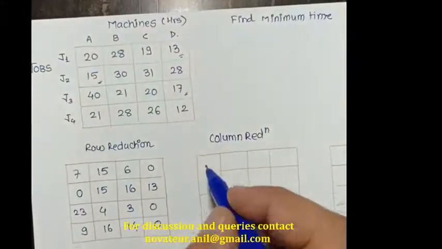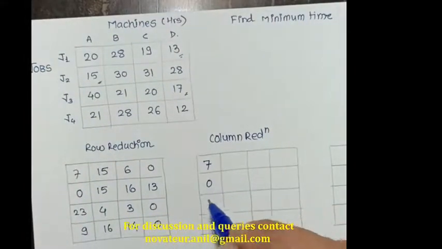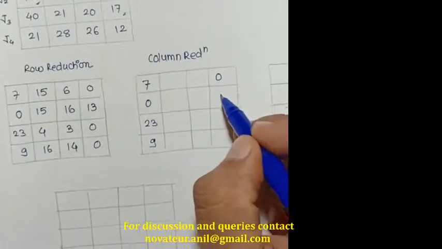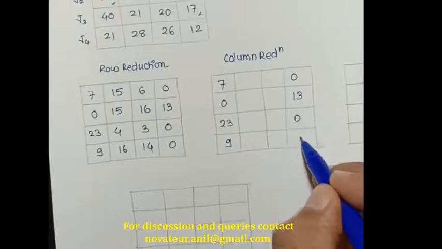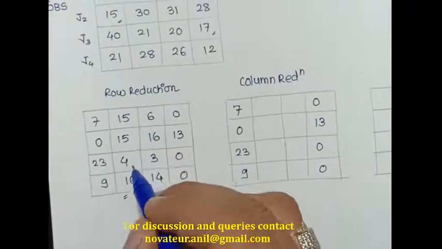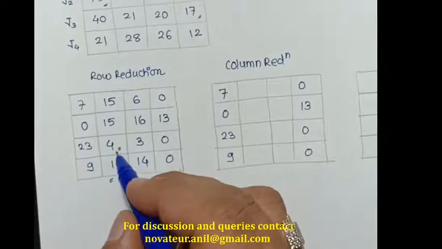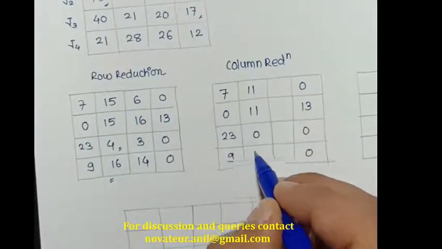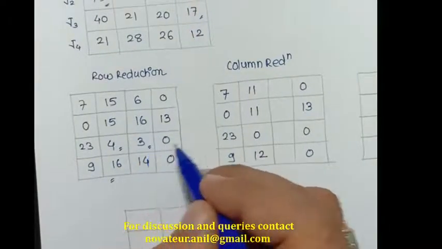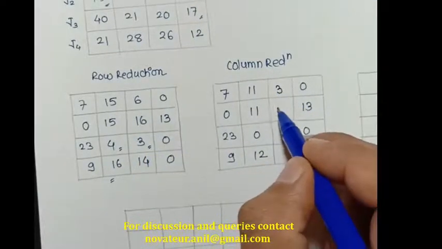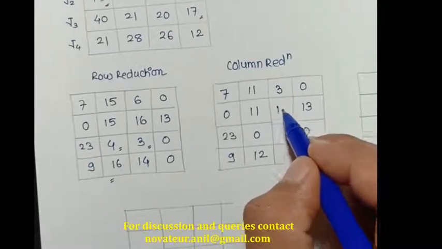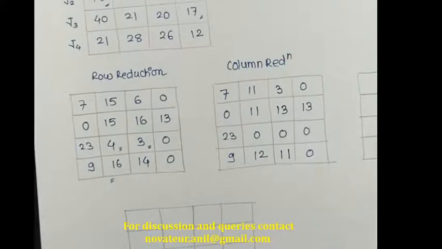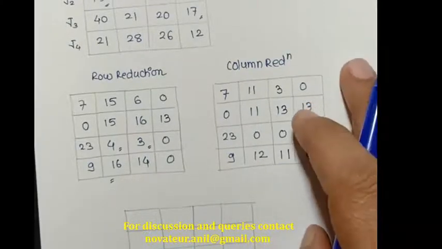Here column number 1 will remain the same as the smallest element is 0. Again column number 4 will remain the same as the smallest element is 0. For column 2, the smallest element is 4, so I will subtract 4 from each of the elements. So I get 11, 11, 0 and 12. Here the smallest element is 3, so subtracting, I will get the new column as 13, 0 and 11. So now I'm done with my column reduction.